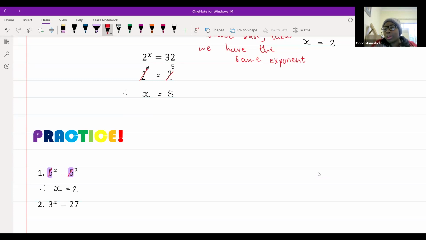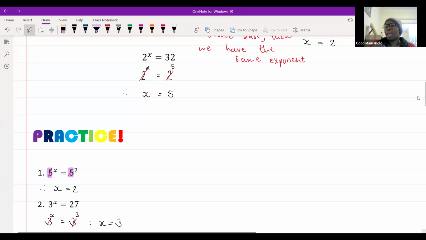Now, in question 2, what can we do with 27? I know 3 to the power of x is equal to. How else can we write 27? 3 to the power of 3. 3 cubed. Correct, 3 to the power of 3. Now this becomes 3 cubed. And now that I have the same base, I can drop my bases. Therefore, x is equal to 3.